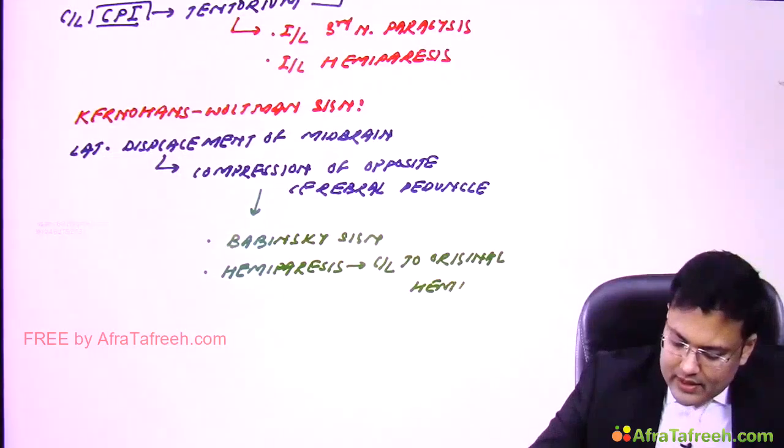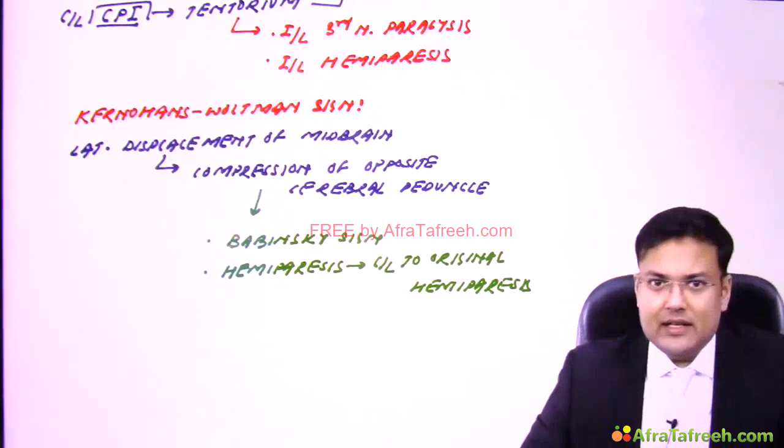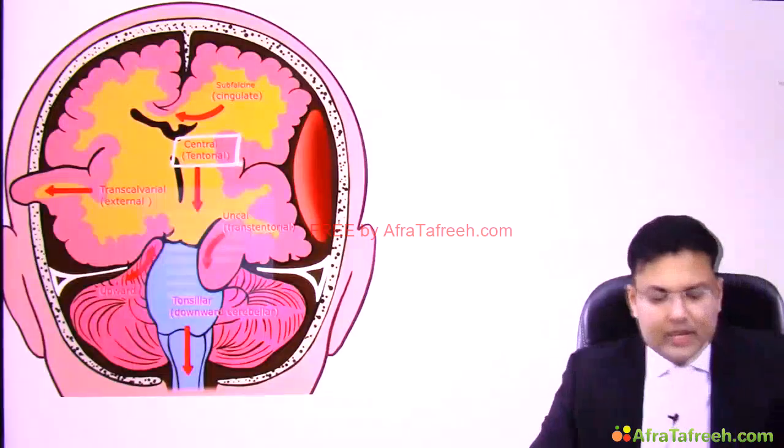Clear? So this is Kernohan's notch. Both of these are frequently asked questions, both in AIIMS as well as in NEET. Now see the second type. This is central or tentorial herniation.